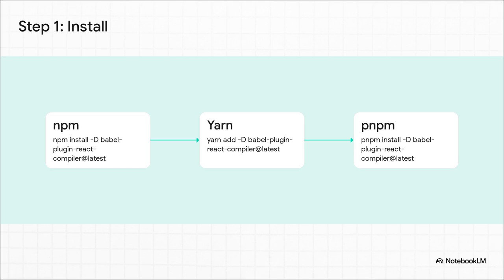Step 1, let's grab the package. It is a Babel plugin, so we're going to install it as a dev dependency. Just pick your favorite package manager, npm, yarn, pnpm. The command you need is right there on the screen.